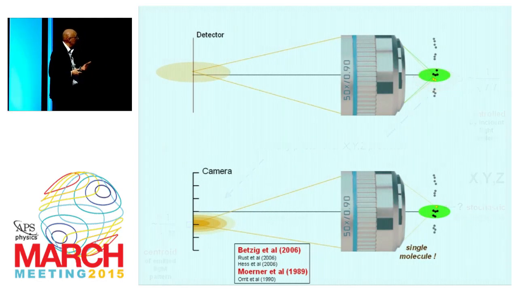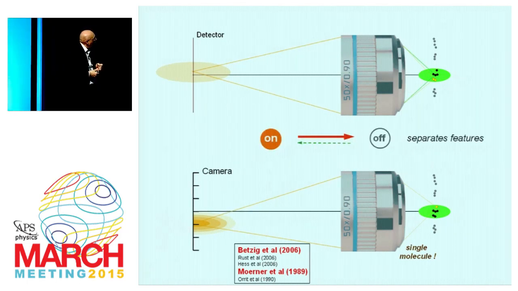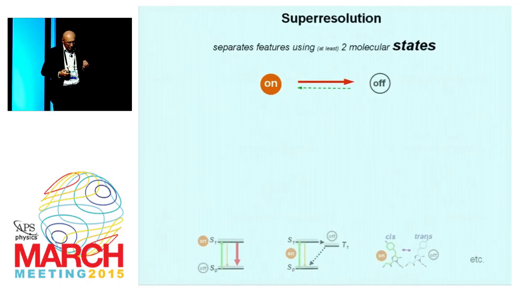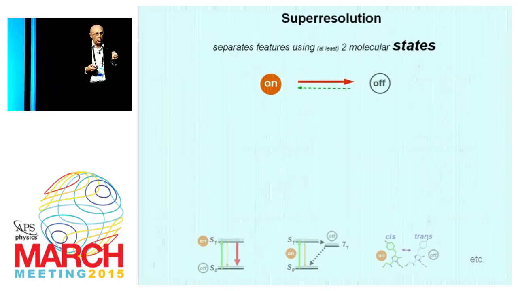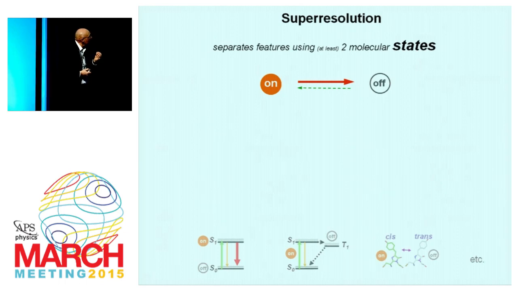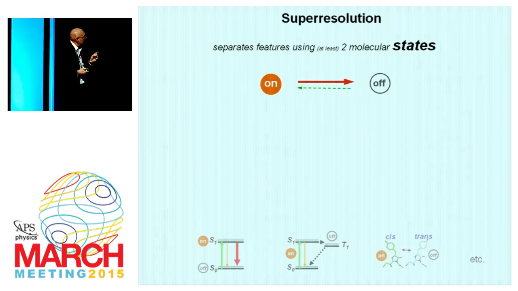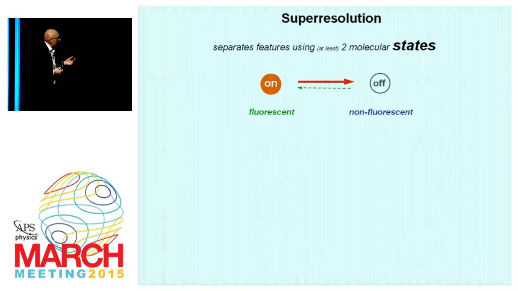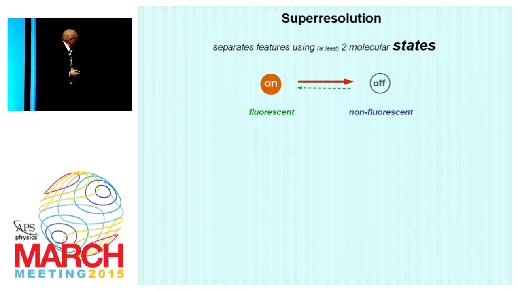Here you need many switching cycles. But in the end, and that's the point, the separation of the features is done by an on-off transition. So that's the decisive thing. There is a common basis of all these super resolution concepts, which is a state transition between an on and off state, which is done for the super separation. And that is now a case of fluorescence and non-fluorescent, because this is super resolution fluorescence microscopy.